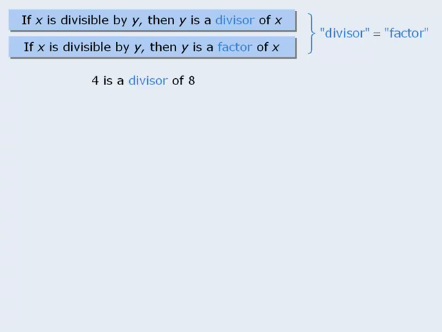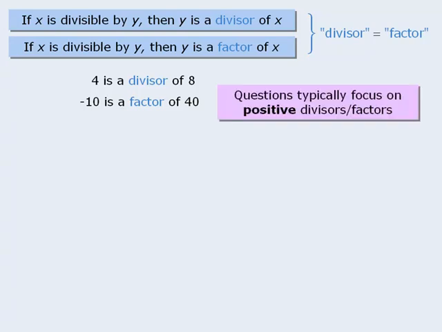So we can say that 4 is a divisor of 8, or we can say that negative 10 is a factor of 40. Now, although negative 10 is indeed a factor of 40, you'll see that on the test, questions typically focus on positive divisors. Okay, one last example here. 15 is not a divisor of 20.